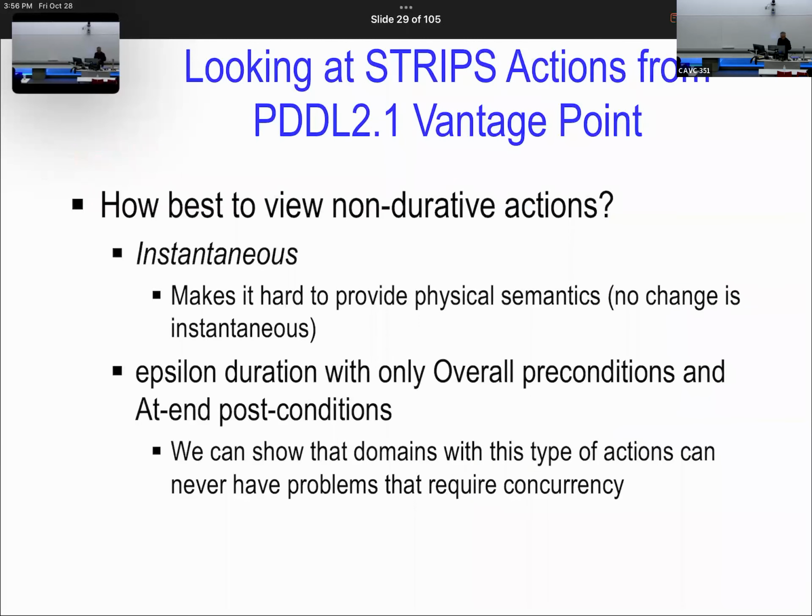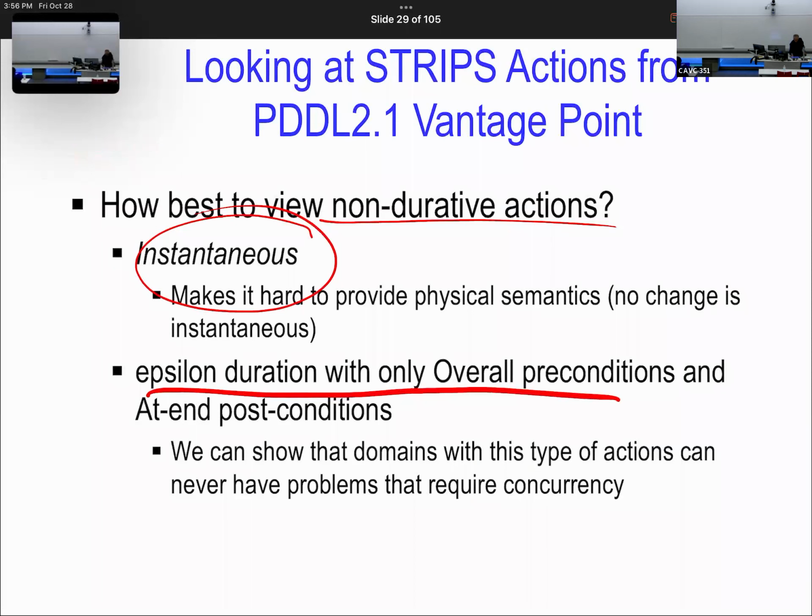Okay, so looking at STRIPS actions from the PDDL 2.1 vantage point, you can think of non-durative actions either as instantaneous actions, which basically makes them not have any physical semantics because nothing in the world is instantaneous, seriously. But you can also say they are epsilon duration with only overall preconditions and at-end postconditions. So that means STRIPS actions are very thin actions. The preconditions must hold over the entire duration, and the effects will hold only at the end.